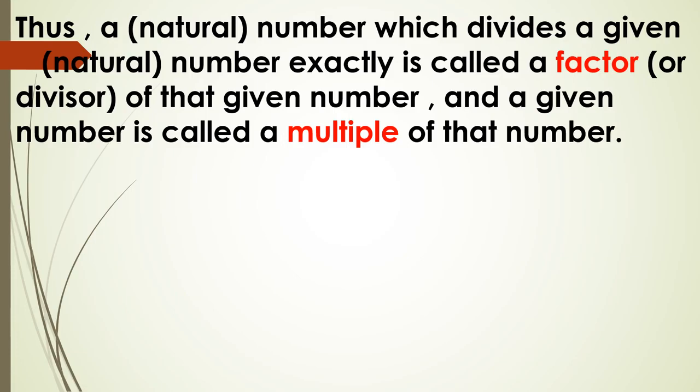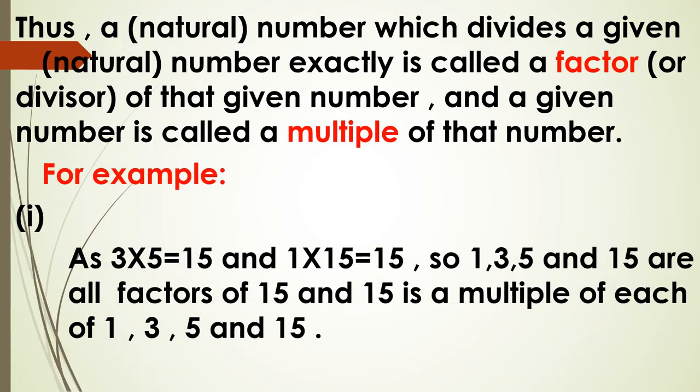See the examples. 3 multiplied by 5 equal to 15, and 1 multiplied by 15 is also equal to 15. Can we get 15 in any other way? Now you will say that ma'am, 5 multiplied by 3 is also 15. That is correct. Either we write 3 multiplied by 5 or 5 multiplied by 3, the meaning is the same. You also know that interchange of place in multiplication will not change the answer. So 3 multiplied by 5 is 15 and 1 multiplied by 15 is also 15.